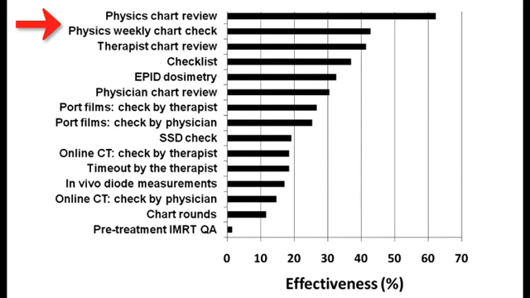So up here at the top, you have plan or chart review by a physicist, either before treatment or on a weekly basis, and then the same thing by the therapist. Those are very effective measures at catching errors according to this database. A little further down, physician chart review, and then further down here, chart rounds, or you'll often hear it called, physicians call QA chart rounds. That's peer review of the disease management by physician peers.